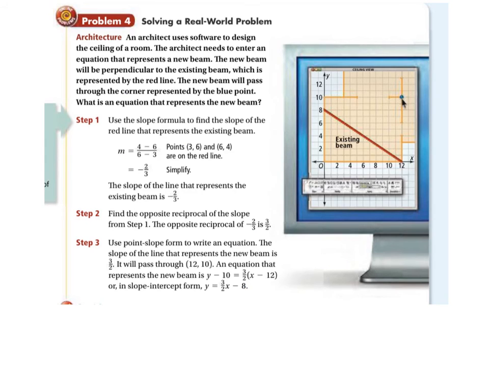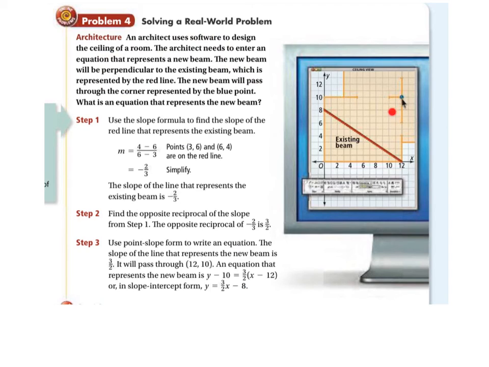So apparently, if you're an architect, there's some real-life applications for this. It says an architect uses software to design the ceiling of a room. The architect needs to enter an equation that represents a new beam. The new beam will be perpendicular to the existing beam. So here's the existing beam. And so it's going to be perpendicular, and will pass through the corner represented by the blue dot.